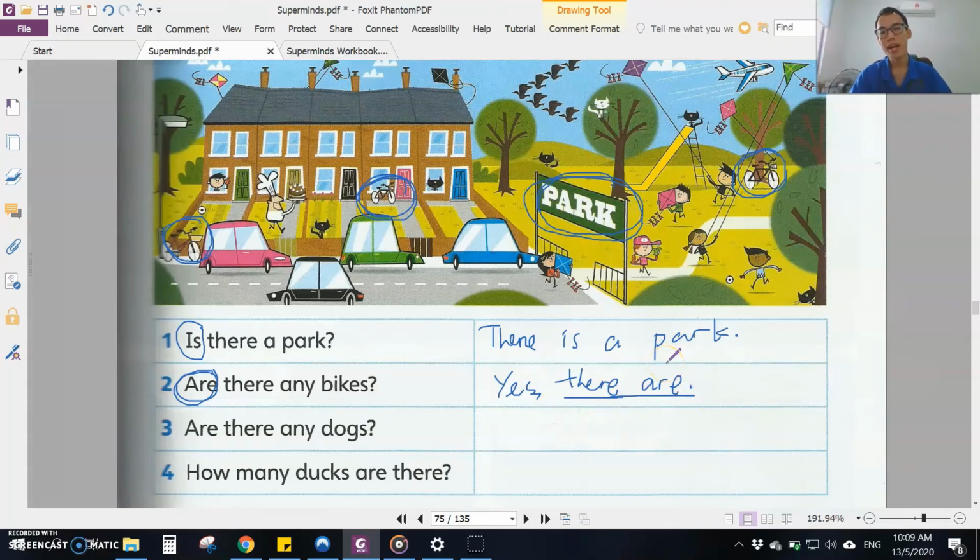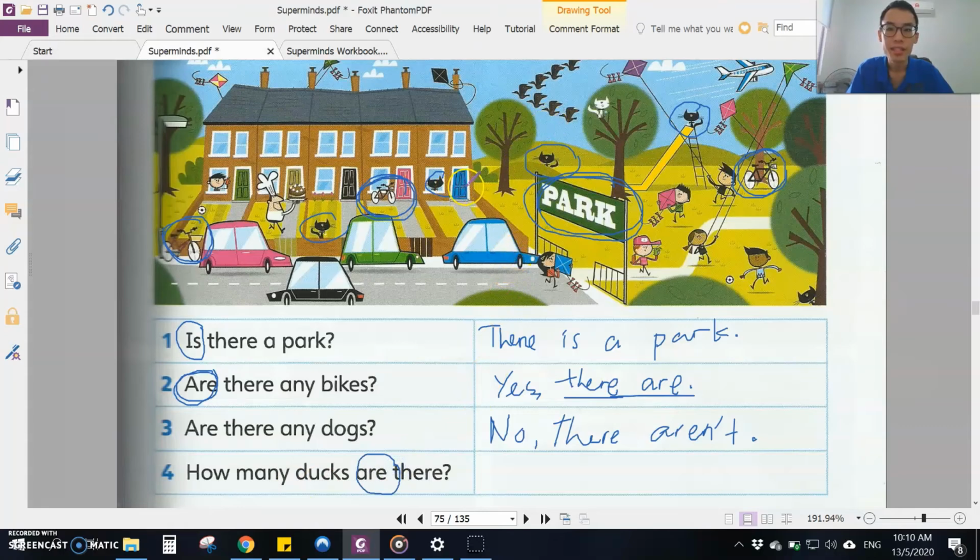Number 3, are there any dogs? Can you see any dogs here? Is this a dog? No, right? Is it a dog? No, right? They are cats. So you answer no, there aren't. There aren't. Are there any dogs? No, there aren't. Or there are not.